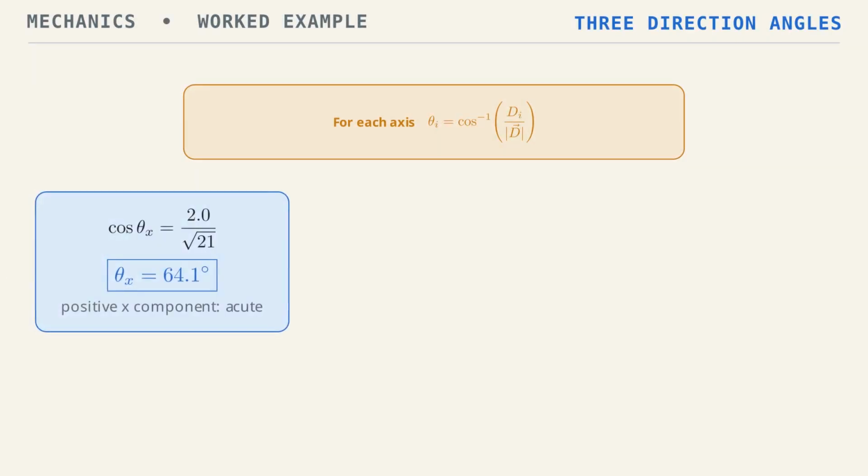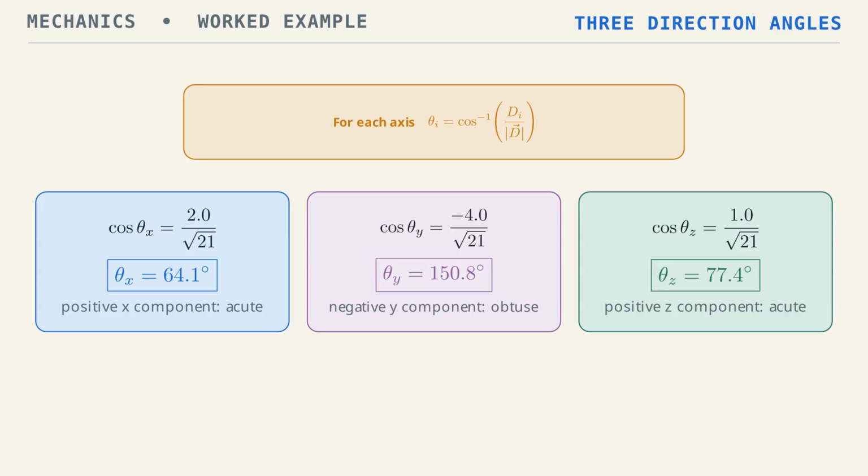Apply the same relationship to each axis. For x, cosine theta x is 2 over the square root of 21, giving 64.1 degrees. For y, the numerator is -4. The inverse cosine is 150.8 degrees, an obtuse angle, exactly as the negative y component suggested. For z, cosine theta z is 1 over the square root of 21, giving 77.4 degrees.